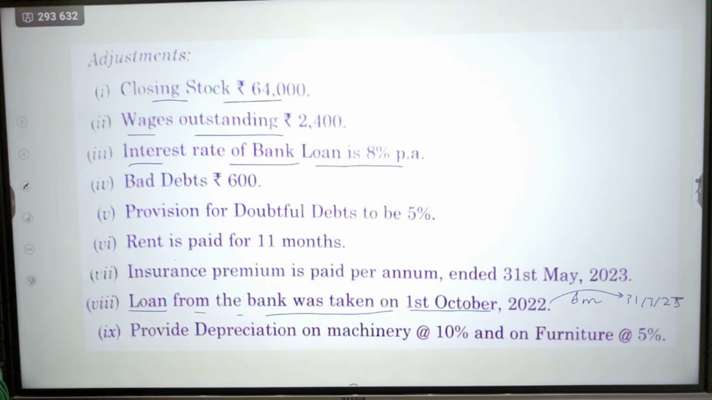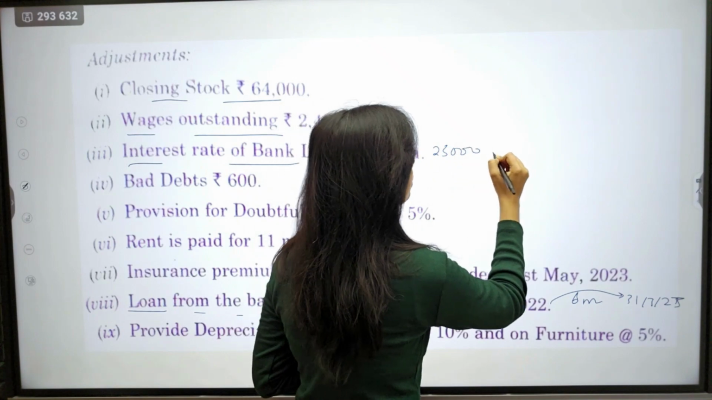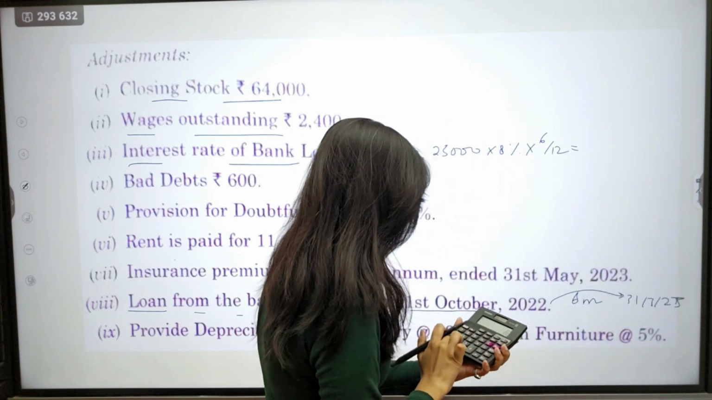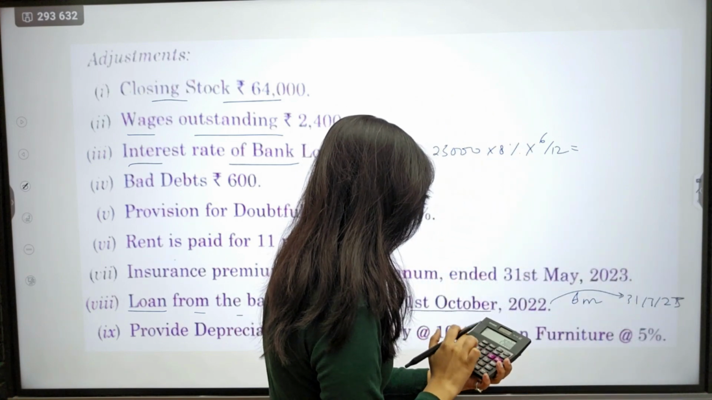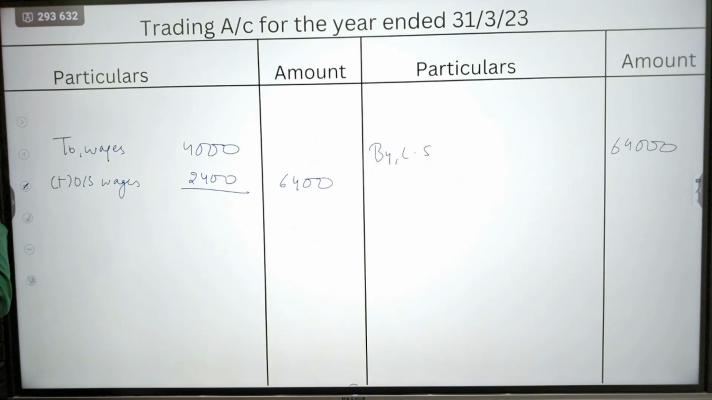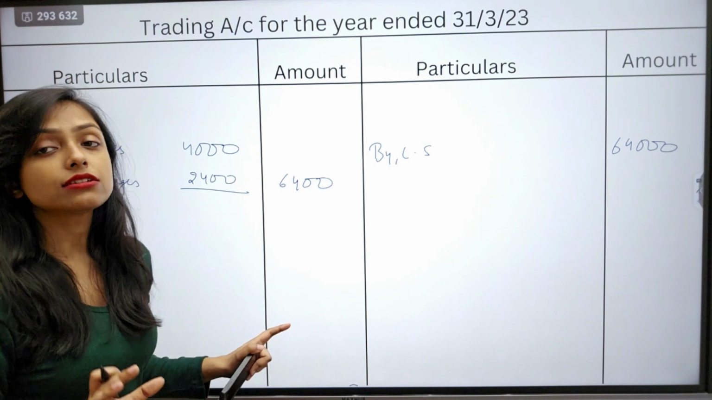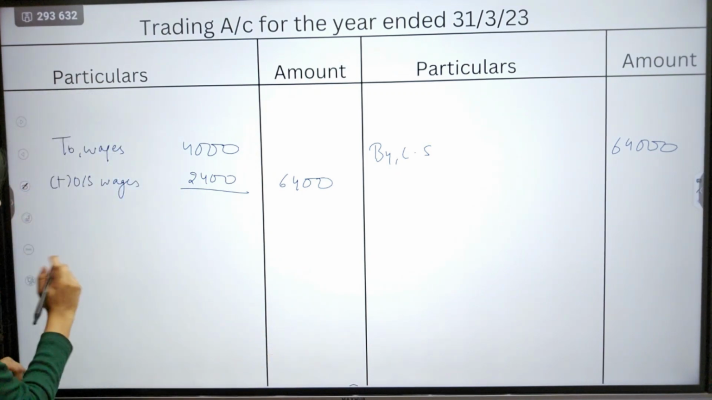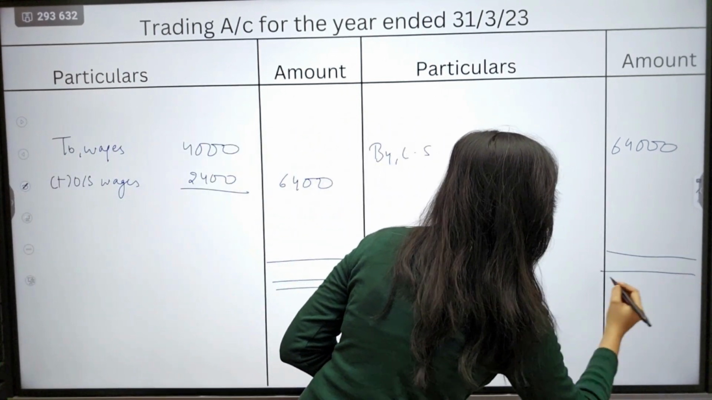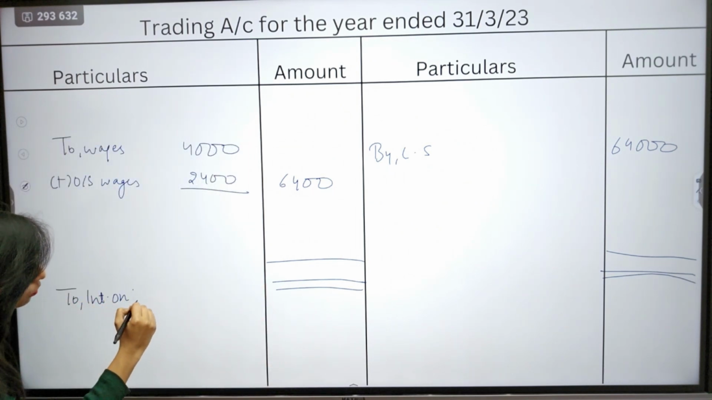So 6 months interest we are going to calculate on the bank loan. So it will be how much? 25,000 into 8% into 6 by 12. Only 6 months interest we are going to calculate on this. So this will be 1,000 rupees. 1,000 rupees interest we should have paid to the bank, but we have not paid it to the bank. This interest on bank loan should come in our profit and loss account. This is an indirect expense. Hence, if I assume this is the end of my trading account, I should have written interest on loan.